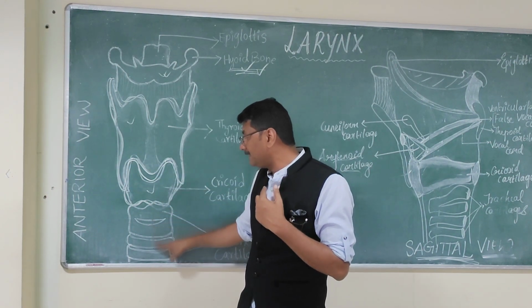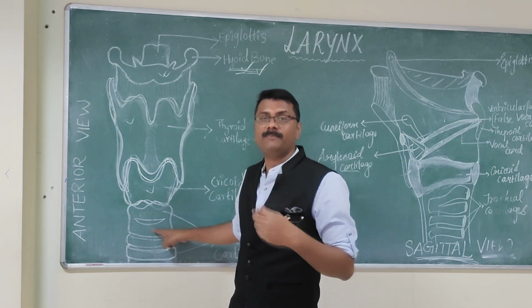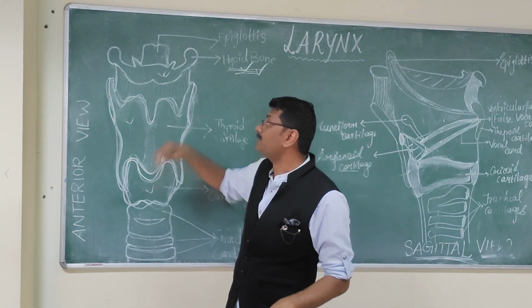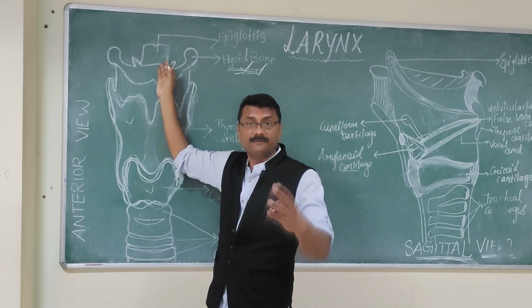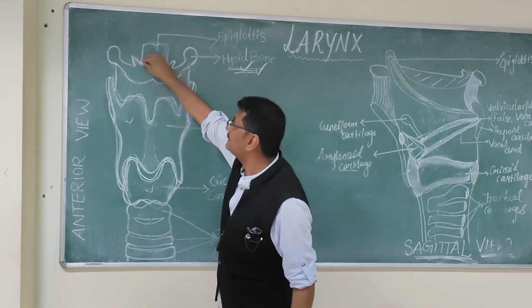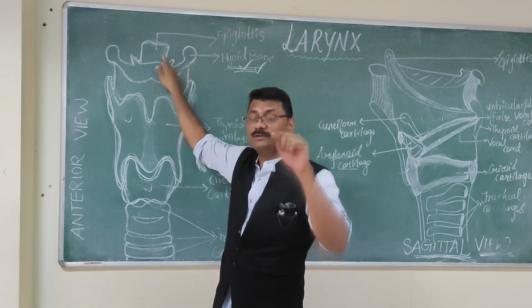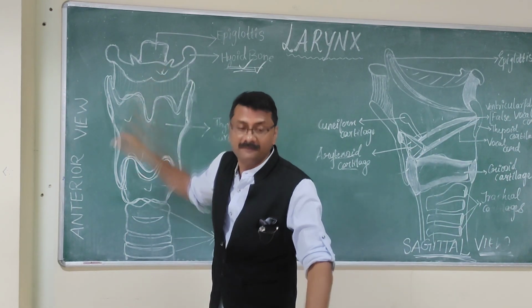The other things which you can feel are the rings of the windpipe, or the trachea. They are not part of the larynx. The thing which you cannot feel but can see from the anterior part of the larynx is a single cartilage known as the epiglottis. If you do a stroboscopy, the epiglottis would also be visible.